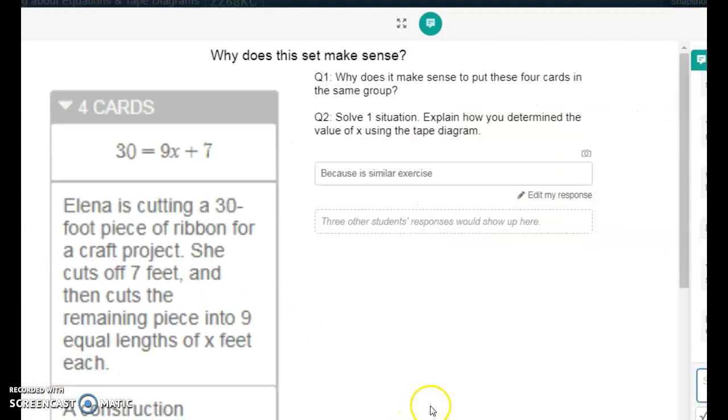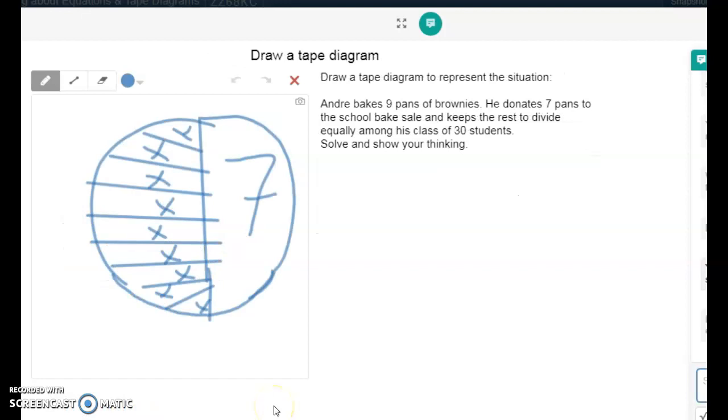On this slide, there are 2 questions. Why does it make sense to put these 4 cards in the same group? So I should see at least one sentence that describes or answers that question. Question 2, solve one of these equations and explain how you determine the value for X using the tape diagram, which is at the bottom of these 4 cards. This diagram is missing the total.